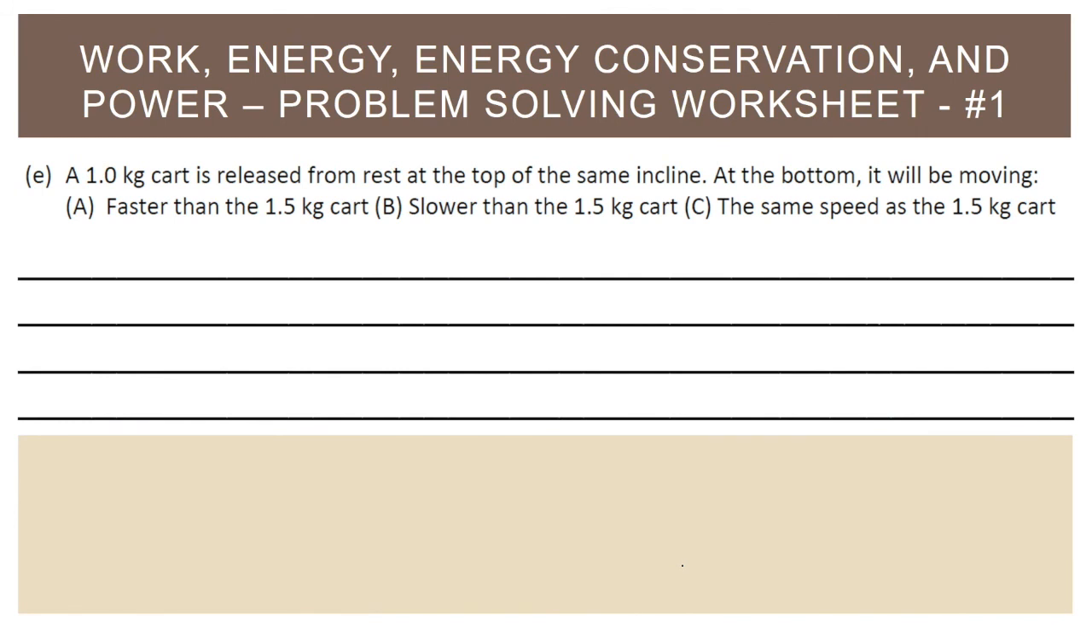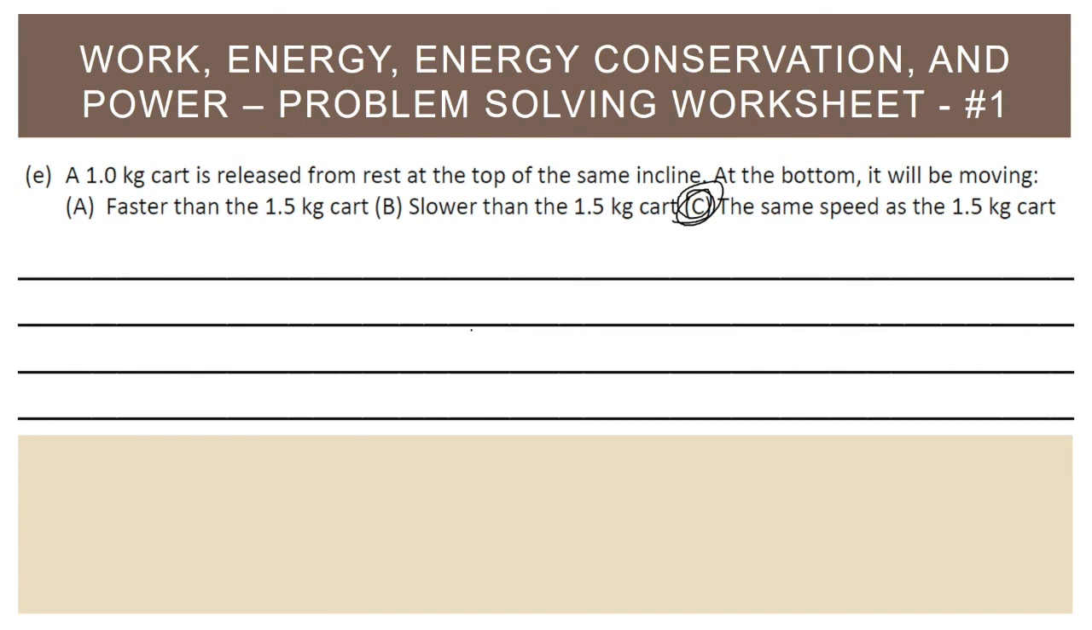So this problem is pretty straightforward. And because it could be potentially confusing, despite the fact that it really is pretty straightforward, they ask about this sort of issue a lot on the AP test. The answer here is C, the same speed as the 1.5 kilogram cart.